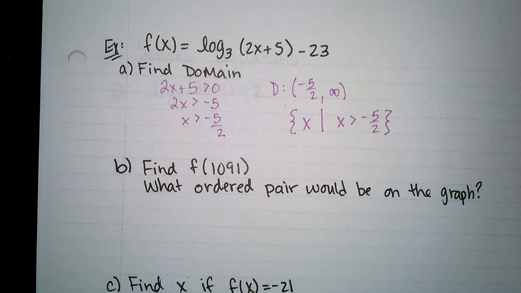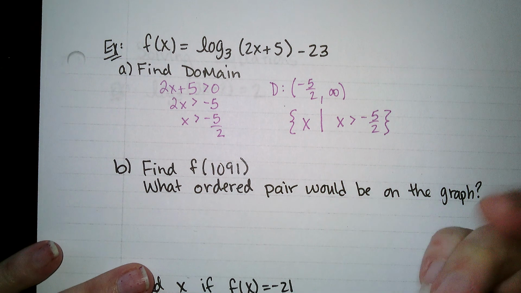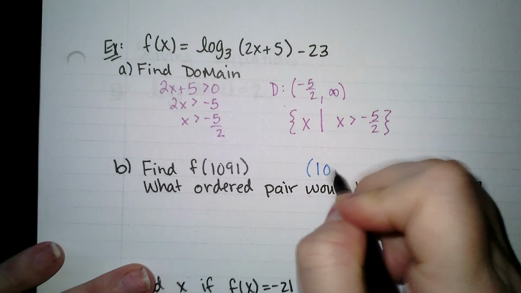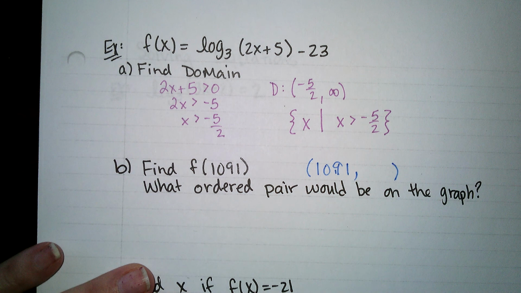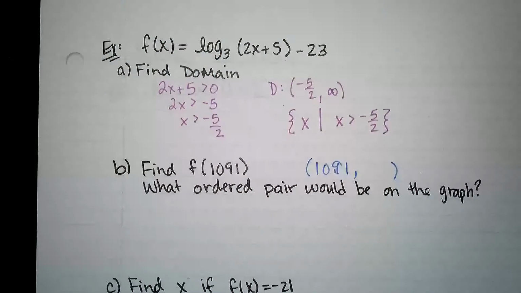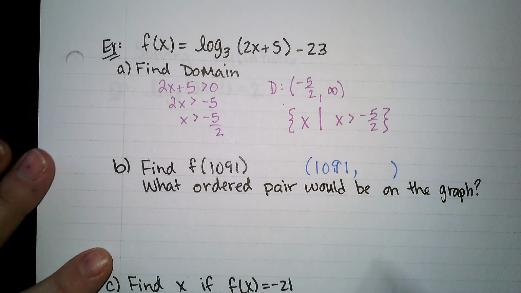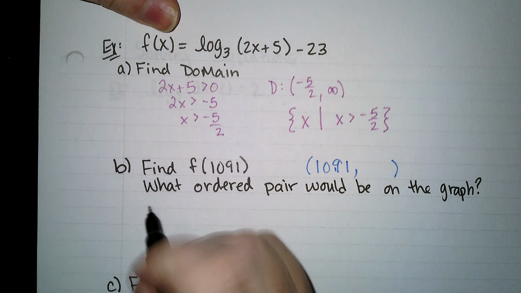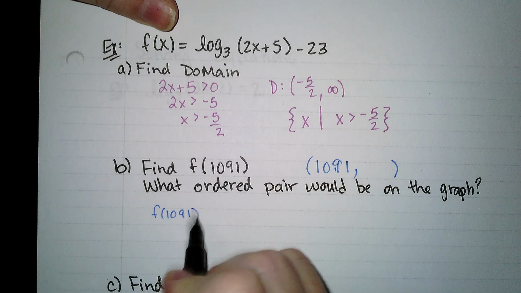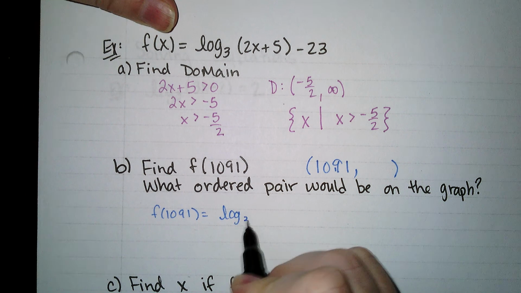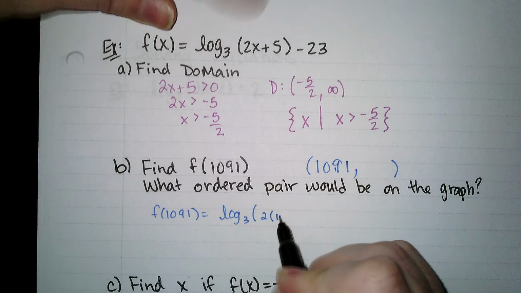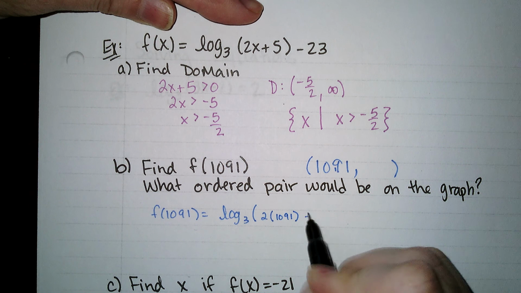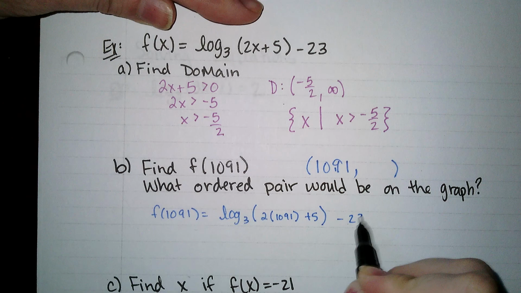Okay, finding f of 1091. And then what ordered pair would that be on the graph? That's essentially telling us that x equals 1091. So we already know the x part, 1091, and then we just have to figure out the y part. So we're going to use an input of 1091. So f of 1091 would equal log base 3 of 2 times 1091 plus 5 and then minus 23.